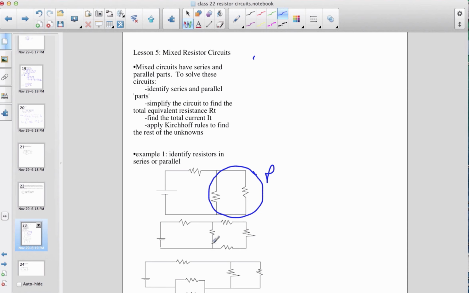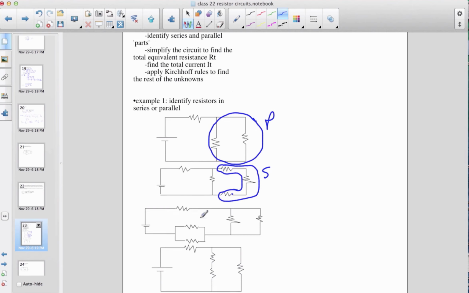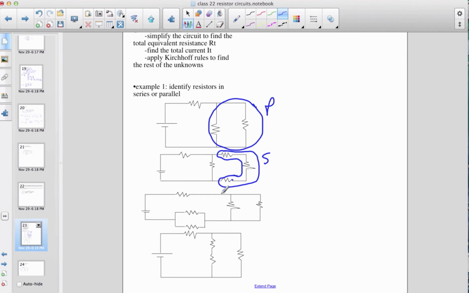In this next circuit, you may think that those two are in parallel, but they're not. But these three are connected in a row with no junctions in between. They're in series. Here we see resistors in parallel, connected to the top, bottom rather, and nothing in between. But then there's another pair of parallel resistors here.